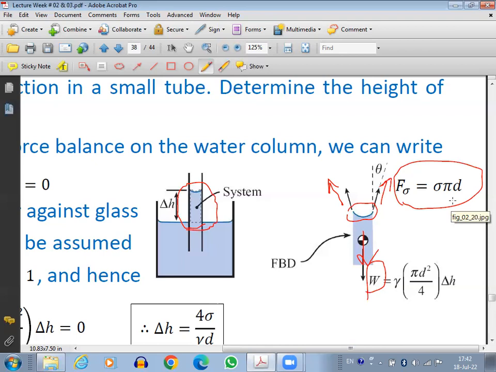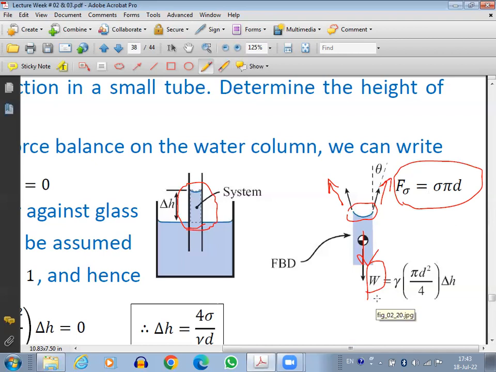Circumference is a length. What is the circumference of a circle? Pi d, right? So sigma multiplied by pi d. That will be the surface tension force, which will be pulling the water up. Okay. Next thing is the weight, which is actually acting downward.